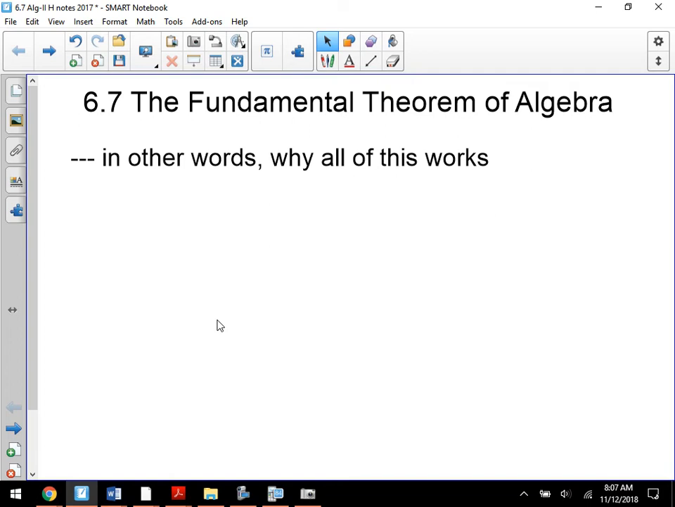So we start going through this, the good old-fashioned fundamental theorem of algebra. As this gets going, this is why everything that we've been talking about works. This is why we've always said certain things. Nth degree.